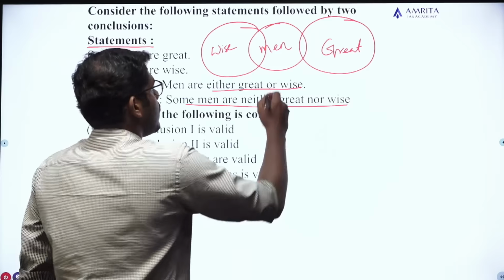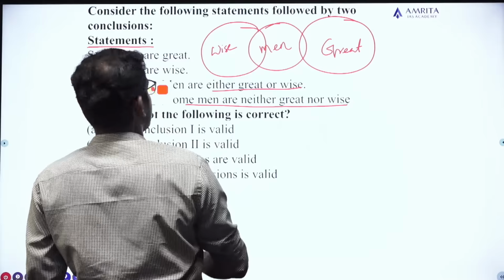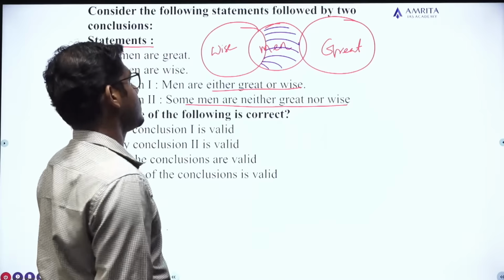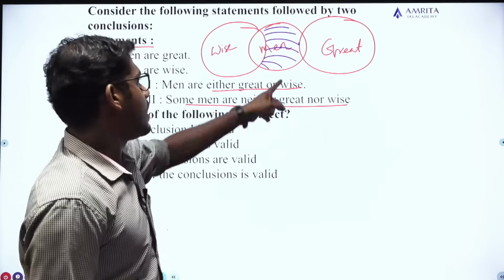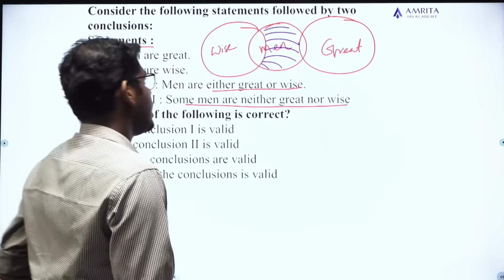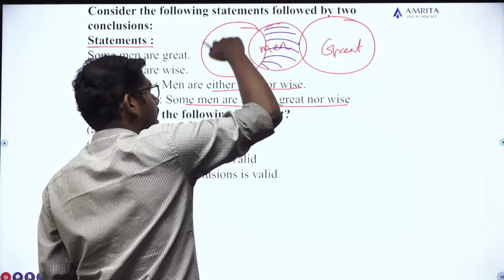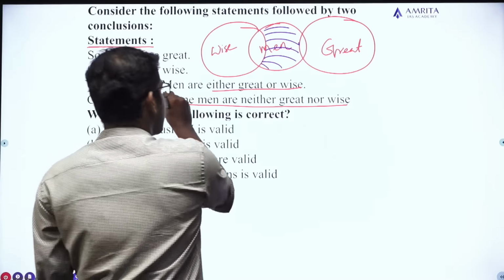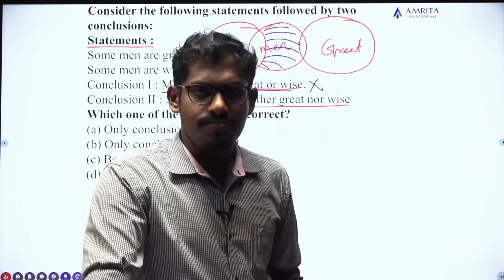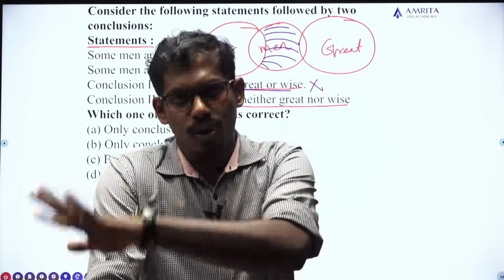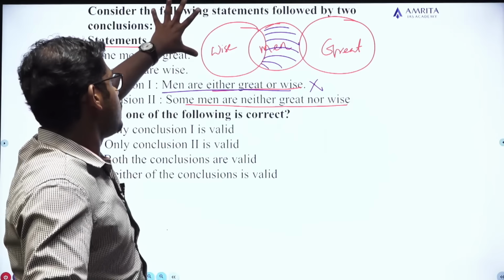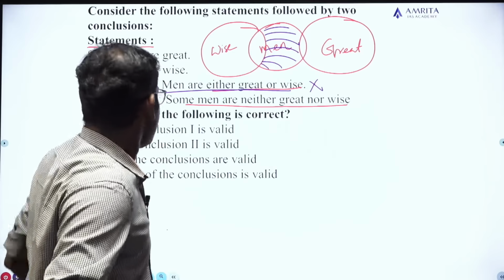Let me check. Consider this face. These are some men, but these men are neither wise nor great, which means that there is a possibility of a man being neither wise nor great. So the first statement is not correct. It is incorrect. Men are either great or wise means they should be either great or they should be wise. There is no third possibility. But there is a possibility that they can be neither wise nor great.